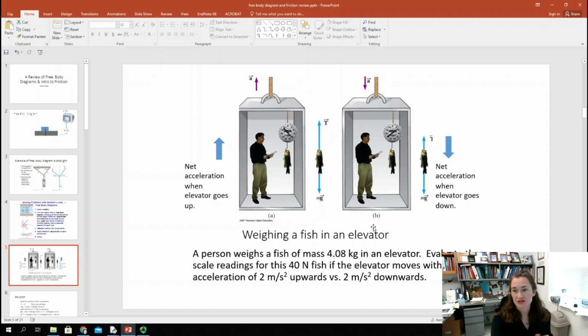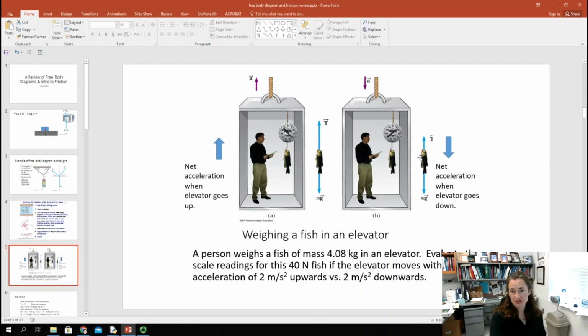Steps 1 and 2, the sketch and the free body diagrams, are already solved on this. Now this is a one-dimensional problem. Our motion is all in y, so that makes things a little bit easier. So for example, for this fish here on the left, when the net acceleration is going up, we have a tension in the line that's holding our fish onto that scale, and that's going up. And then the other force that's acting on the fish is gravity going down. Okay, those are the only two forces acting on the fish.